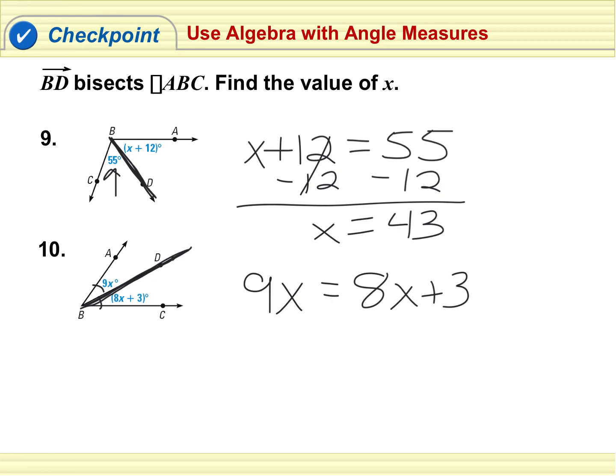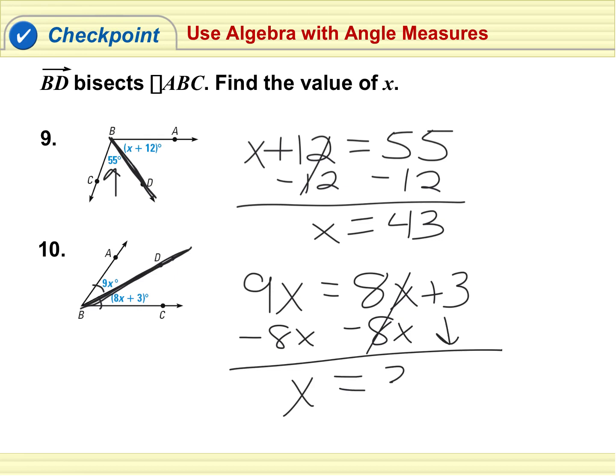So what's our first step for solving for x? Minus 8x. Yep, you want to get the x on one side by itself. 9x minus 8x is just x, and then drop that 3 down. x equals 3. Okay, and if you would plug that 3 back in to both of them, you would get the same angle. 27 degrees. Yep. We'll do more practice with those on Tuesday. Any questions over angle bisectors? No? All right.